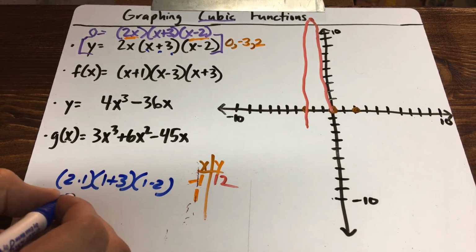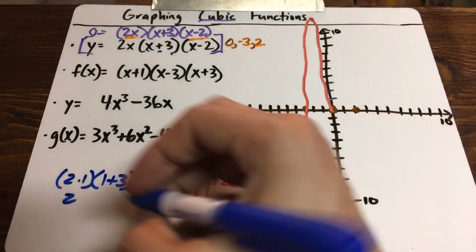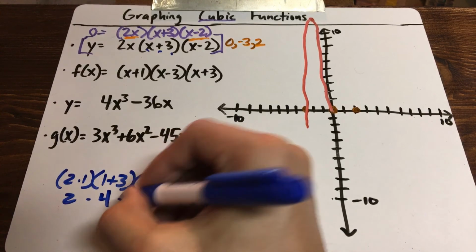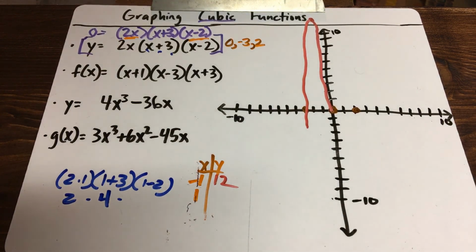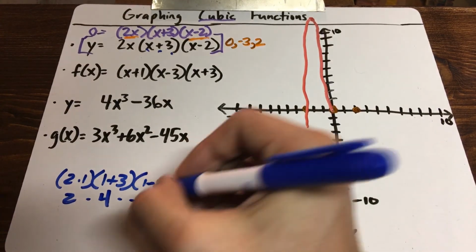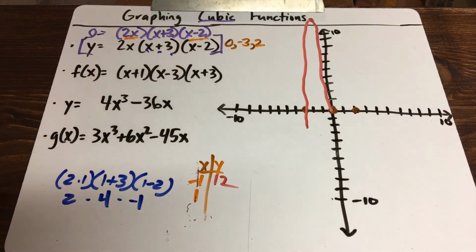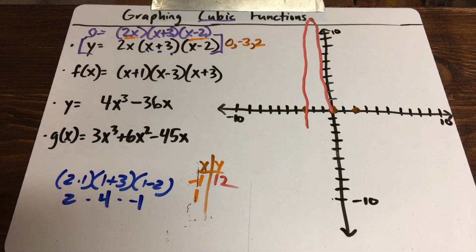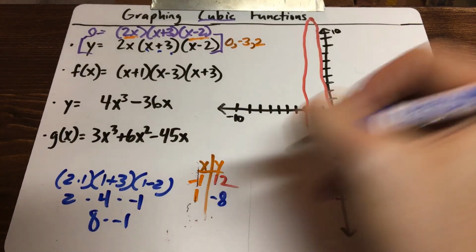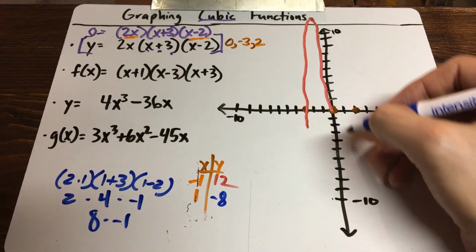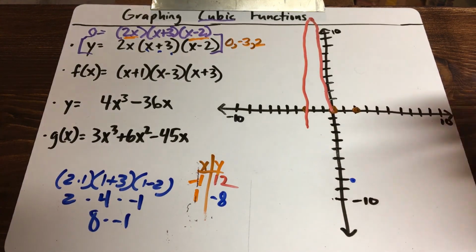And so 2 times 1 is 2. 1 plus 3 is 4. This is 1 minus 2. Sorry, that looked like a dot. That's 1 minus 2, which is negative 1. And then I can multiply all that together, and I can get 8 times negative 1. 8 times negative 1 is negative 8. So this would have a point of 1 and negative 8, which is way down here.